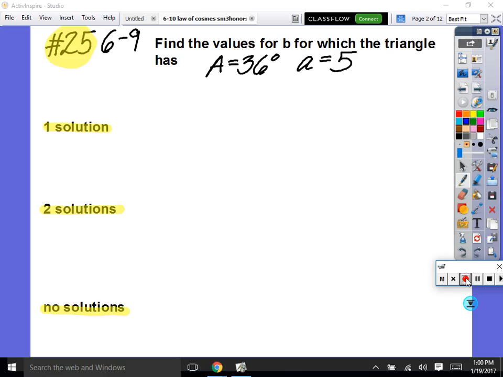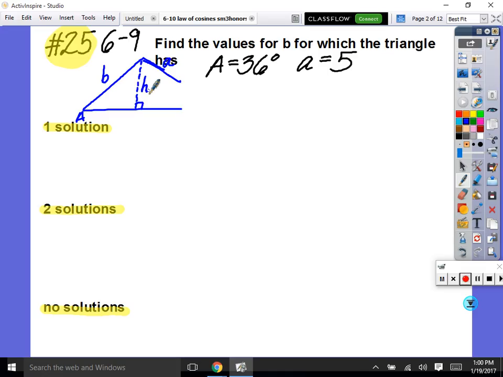It says find the values for B for which the triangle has an angle A of 36 and side A of 5. What makes this so hard is we're given angle A and side A, so we've got to go through and see what we're looking at here. I want us to think of what we learned last time, so I'm going to draw a picture. We're given angle A, given an angle and a side across from it. We call this side A. This is side B, and then this is my height with a 90-degree angle, right, everybody?